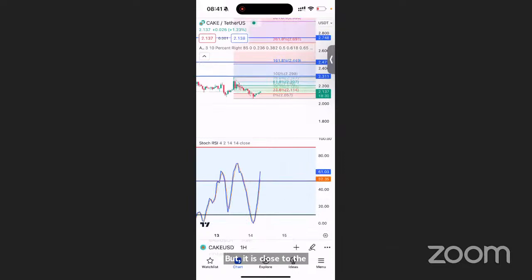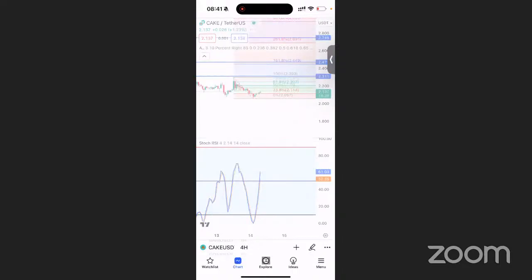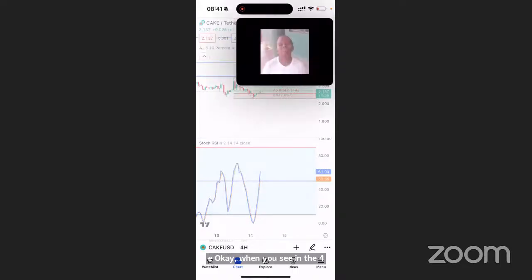Okay, what do you see in the 4-hour time frame? Anybody tell me in the chat, what do you see on Cake in the 4-hour time frame? Some answers in the chat before I add on these other indicators. I need a general picture. Don't use stochastic. I need a general picture.